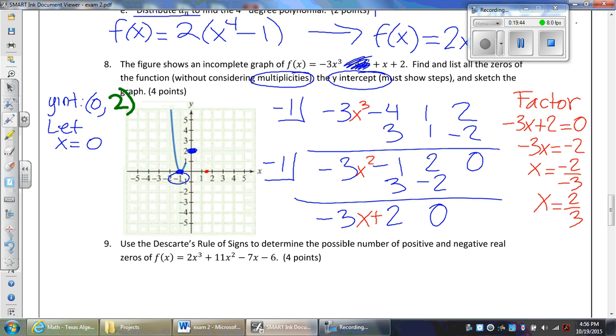what is the degree of the polynomial? 3. There's gonna be 2 terms. Yeah. And you go up and down. So yeah, it only crosses.